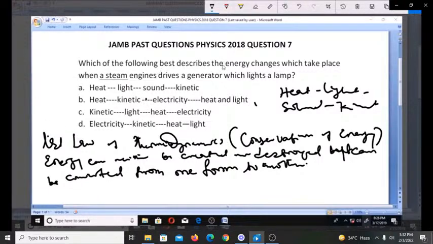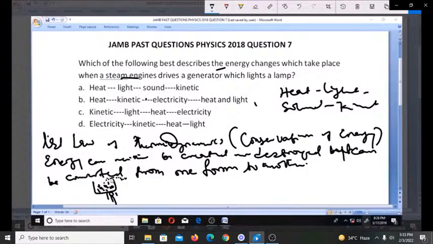Which of the following describes the energy change that takes place when a steam engine, look at that, a steam engine, works? So how does a steam engine work? Now let's say you have a container and you have water inside this container. Now you have to apply heating. You apply heat to this water. When you apply heat to this water, what happens? The water gains kinetic energy and turns into steam.